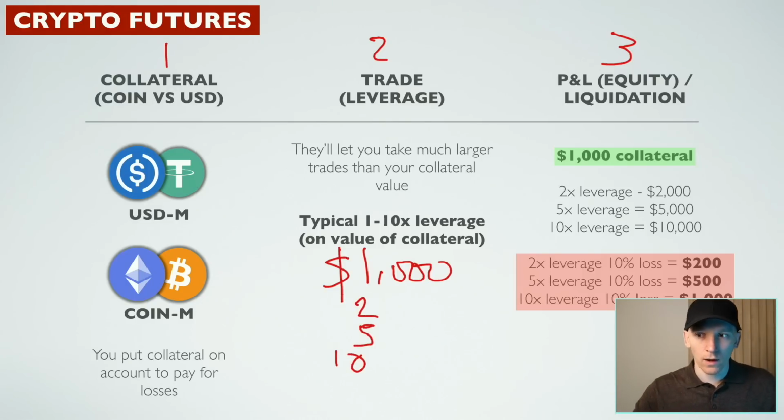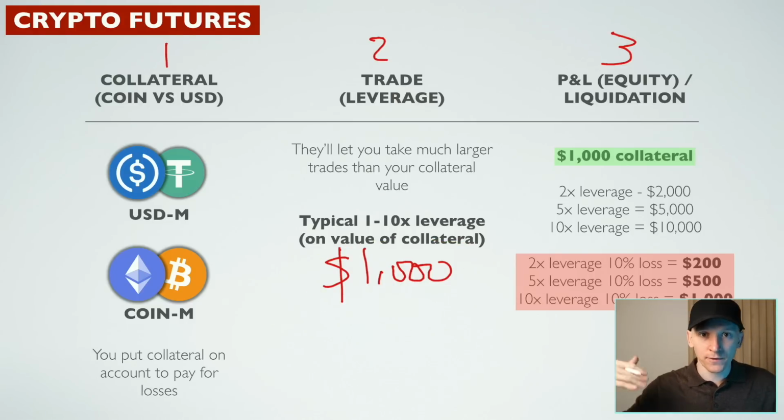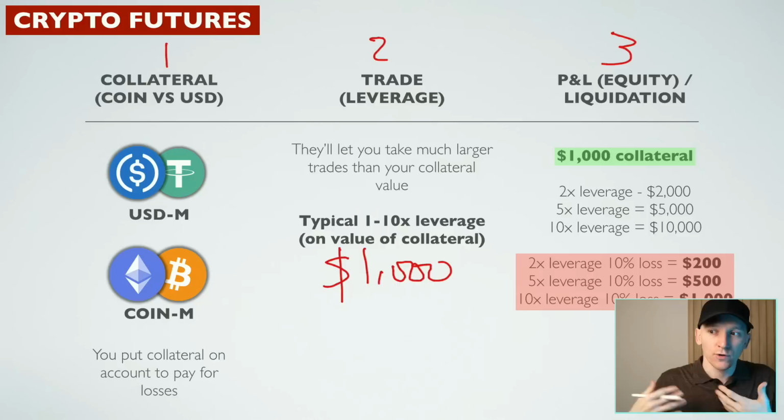Why would they let us do that? Why would they let us trade with more than we have? Because the only thing they care about is that we have enough cash or value to pay for potential losses in that trade. So I can open up a $10,000 position, no problem, because I have $1,000 in cash to pay for a potential loss in that trade. And if the loss gets too large, then the exchange will just say, you don't have any more cash to fund this trade, we're going to liquidate your cash and pay off the loss and get you out of the trade. That's all they care about. That's why we can trade with more cash or more size in the market than the cash that we actually have.